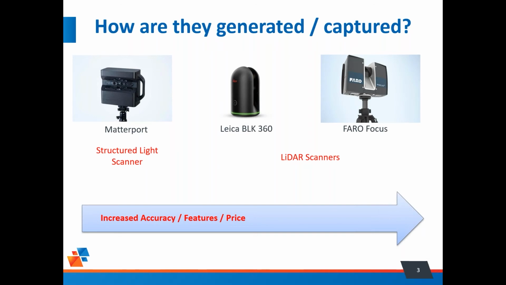So how are they generated or captured? We're going to look at 3 different scanners in general, 2 different types really. They're the structured light scanner, like the Matterport, and then also the LiDAR, which is the light detection and ranging scanners. So, the middle of the road BLK, and then the higher end Faro Focus.